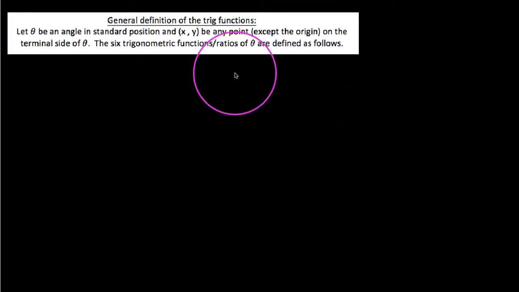Hello YouTube. In this video we're going to introduce how one could find the 6 trig ratios of an angle theta, but allowing theta to be whatever it wants.